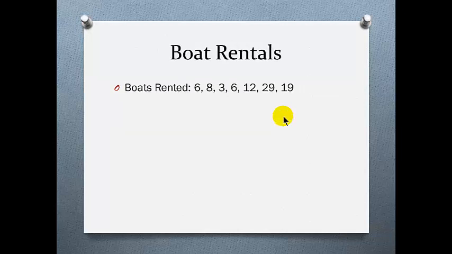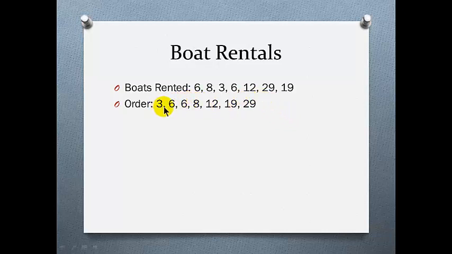So again, talking about my boat rentals, we're not asking for the middle day, otherwise it would always be Thursday. We're talking about the middle data values. So first we have to put all the data in order. So the smallest, 3, then we had 6, 6, 8, 12, 19, and 29 in order from smallest to largest.